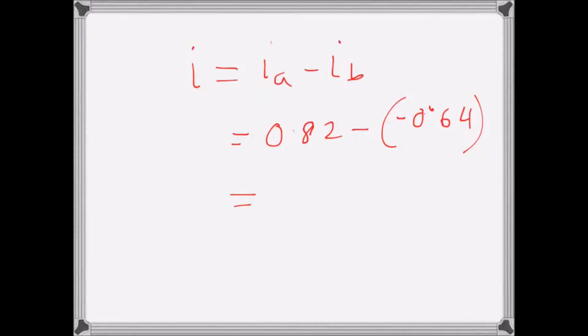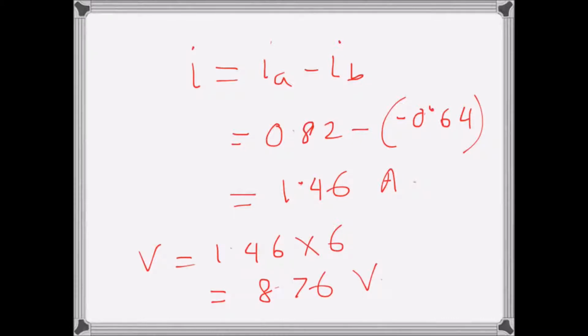So the current I through the 6 ohm resistance is downward, so it will be IA minus IB. IA is 0.82, IB is negative 0.64, so they will be added actually, so 1.46 amps, and the voltage will be 1.46 times 6, which is 8.76 volts. I have taken only 2 decimal points in this case, so that's why the result is 8.76 here, and the previous one was 8.73 when I did it with nodal analysis, but otherwise it's the same.